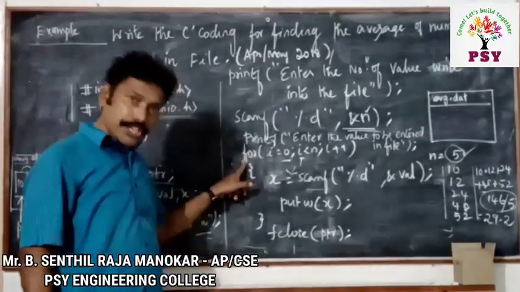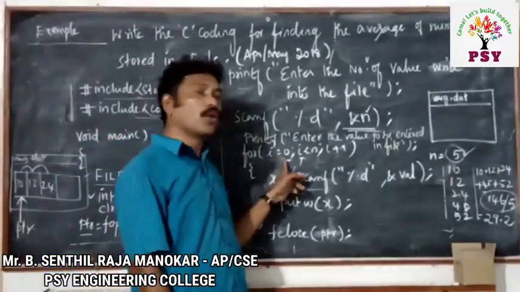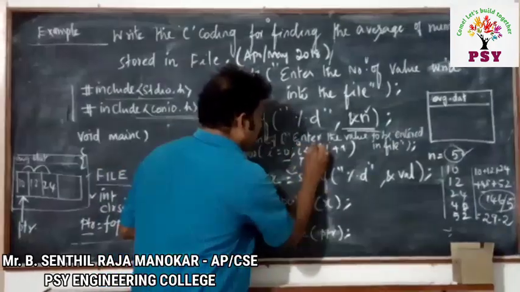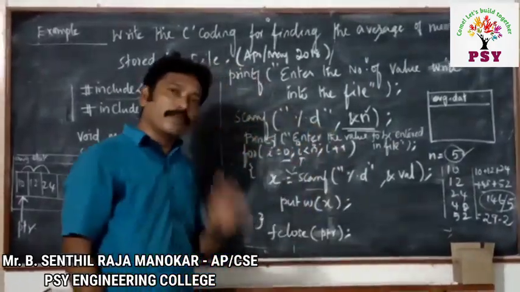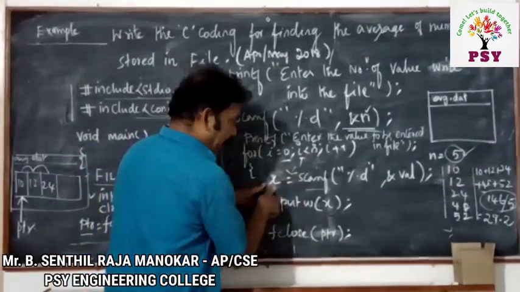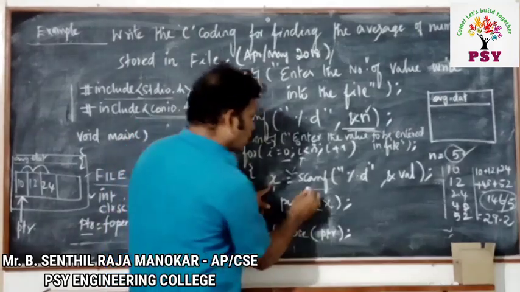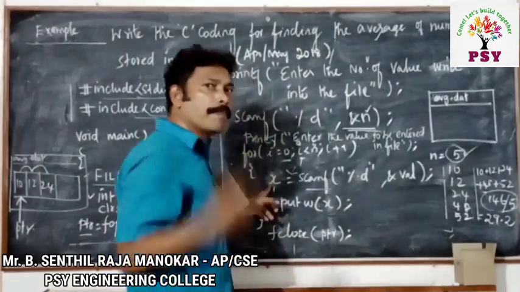Then I have an iteration statement: for i is equal to 0, i is less than n. You know very well, here it is 0 and here it will be 5, then the condition will be true. Then what will happen? x is a variable which holds the value that we are going to provide through the console.